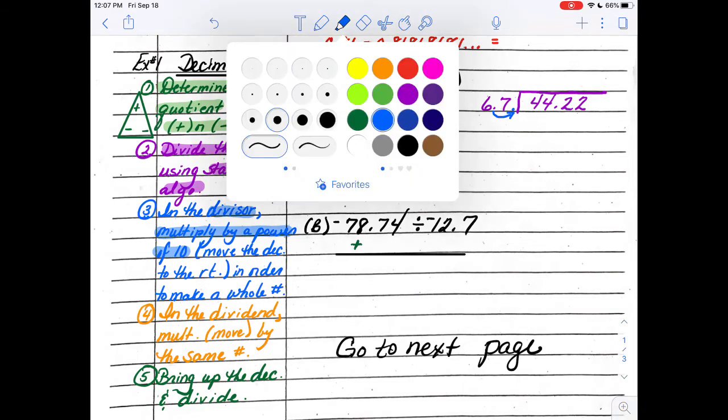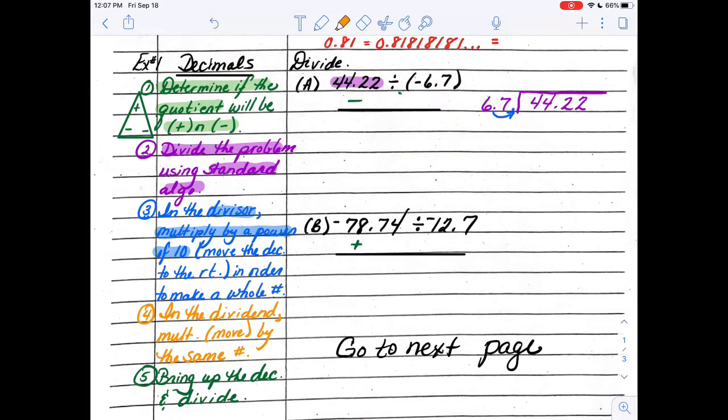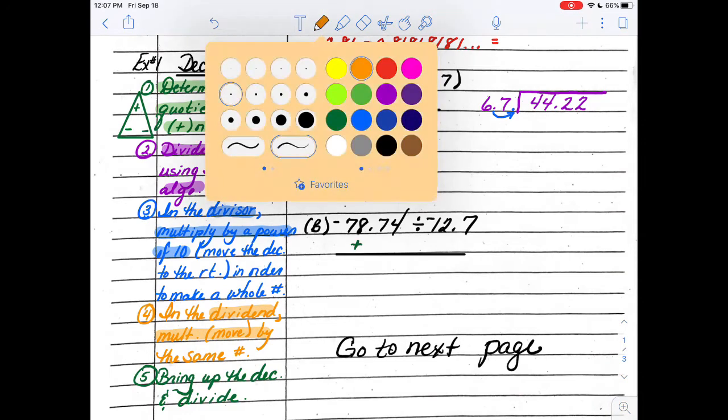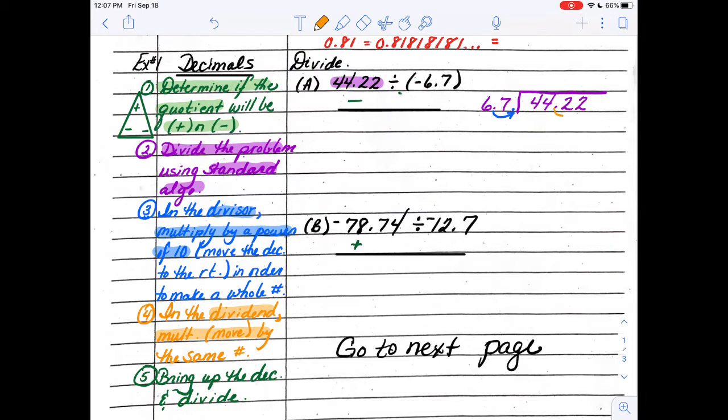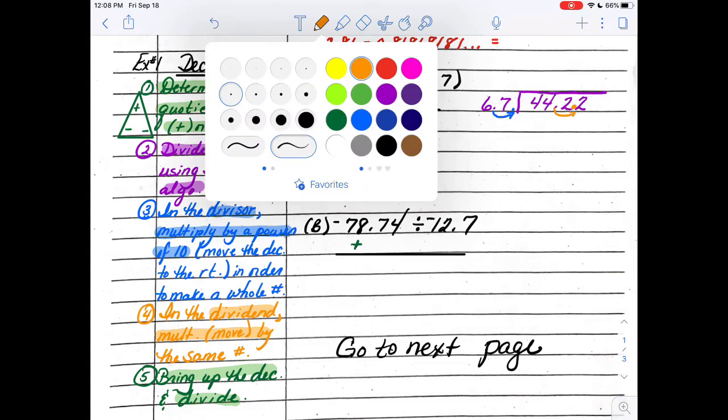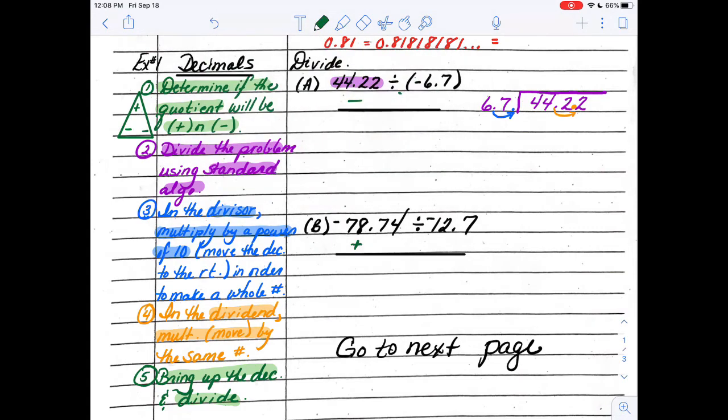The only thing I have to remember is that if I did that to the divisor, I have to do the same thing to the dividend, which is the number on the inside. So I'm also going to multiply by 10, or move the decimal one place to the right. Now let's bring up that decimal, and then I can start dividing. Let's bring that decimal on the inside straight up so I know my decimal will be right here. And let's divide.